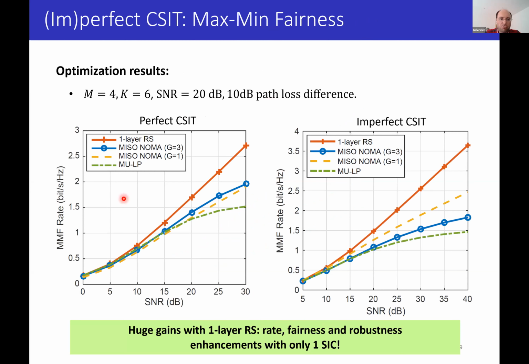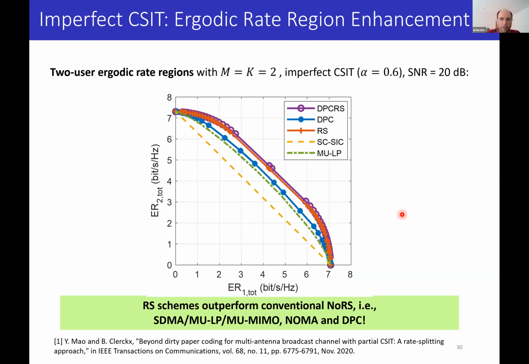Here we have max-min rates. So we try to maximize the minimum rate among those K users, 6 users, 4 transmit antennas. And here you see again that rate splitting gives you significant performance enhancements over NOMA and multi-user linear precoding, whether you have perfect CSIT or imperfect CSIT. And this comes with, again, one SIC receiver.